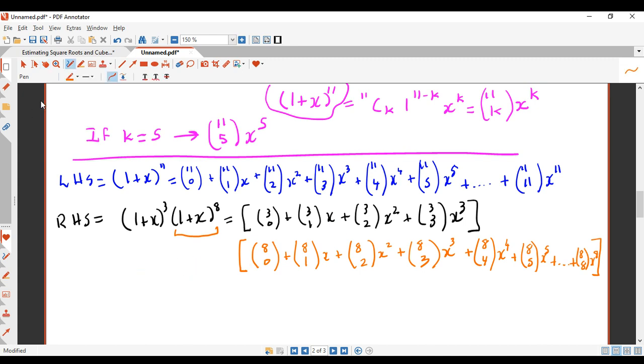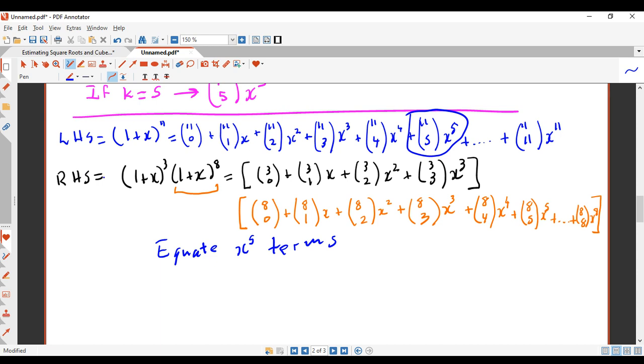So that means I'm going to write this down. I'm trying to stick to my colours. I'm going to take this term here, right? So I'm going to equate x to the 5 terms on the left-hand side and on the right-hand side. Obviously if the left-hand side is equal to the right-hand side, the x to the 5 term on the left must equal the x to the 5 term on the right-hand side. So if I've got 11c5 x to the 5, that's going to be equal to the x to the 5 term on the right, so I'm going to put down x to the 5 here, and then in brackets the terms which make x to the 5.